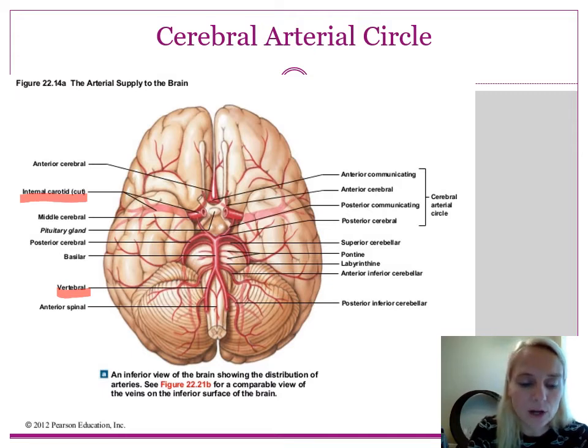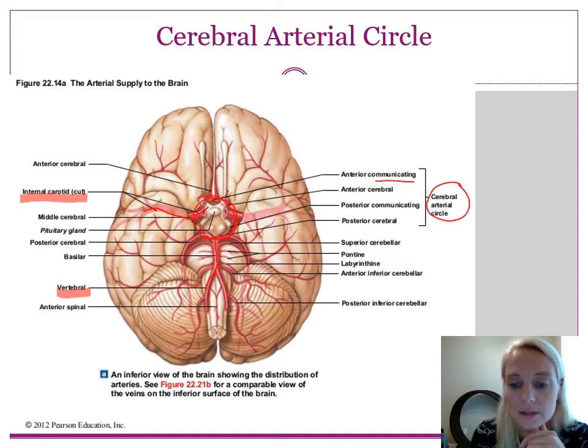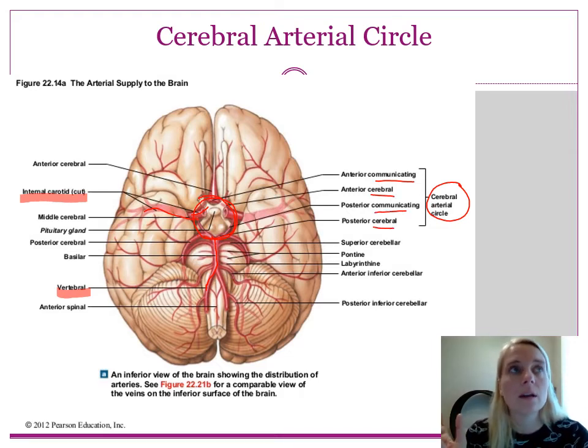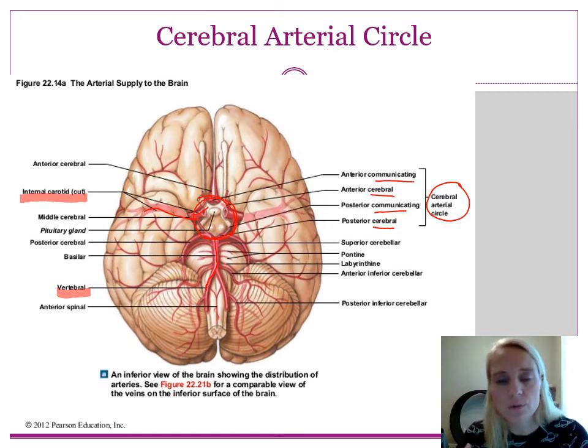And if you'll take a look, the vertebral is coming up this way and the carotid is coming up this way. And there is a connector, all of this right here. This is your cerebral arterial circle. All of these blood vessels are connected, almost like an anastomosis, but all arterial. It doesn't go from artery to vein.